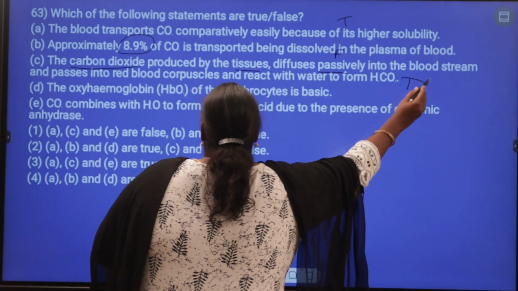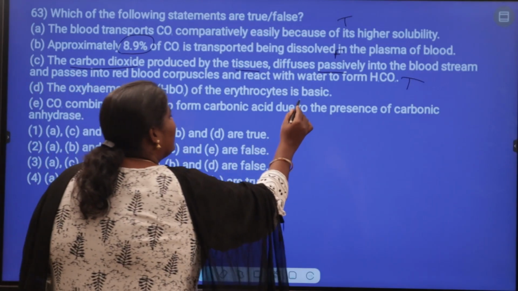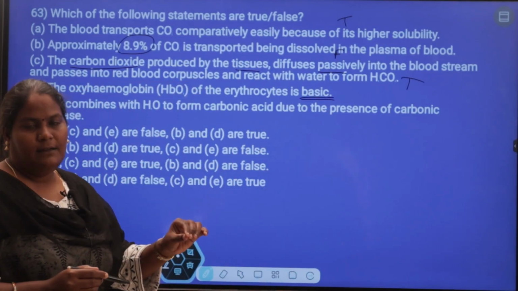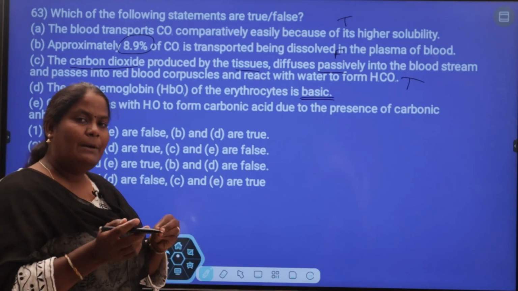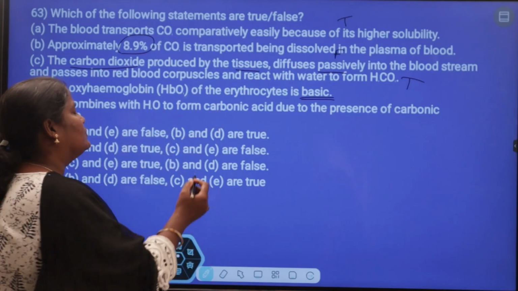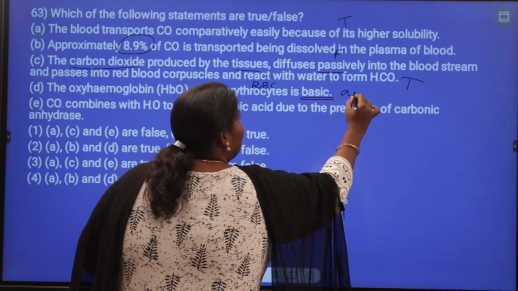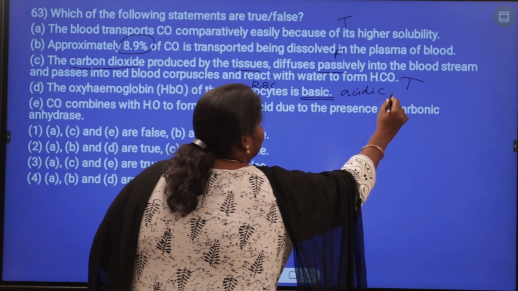Next statement: the oxyhemoglobin of the erythrocytes. Students might confuse this concept with the factors responsible for the dissociation of oxyhemoglobin, but that concept is different. The oxyhemoglobin of the erythrocytes, meaning RBC, is purely acidic in nature. They are not basic in nature. So the statement is false.